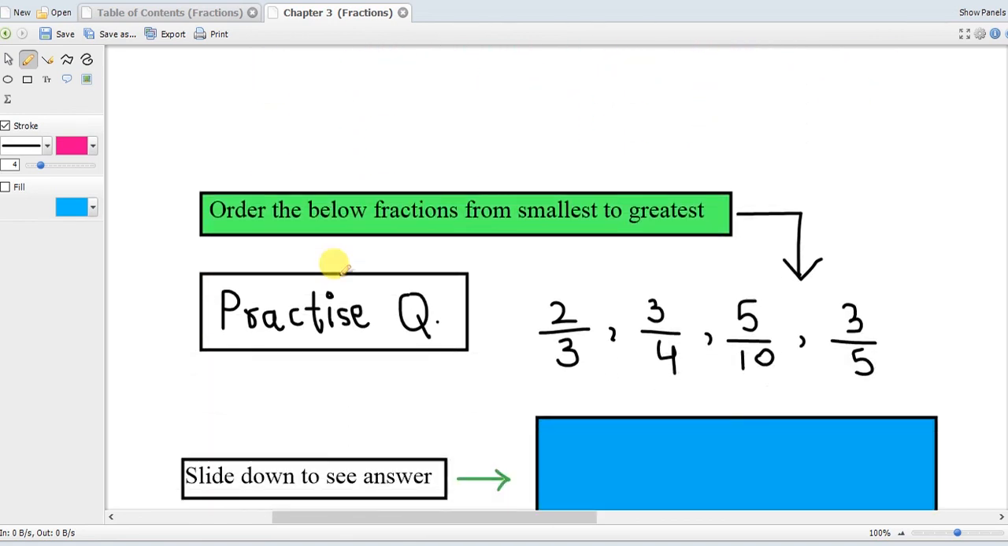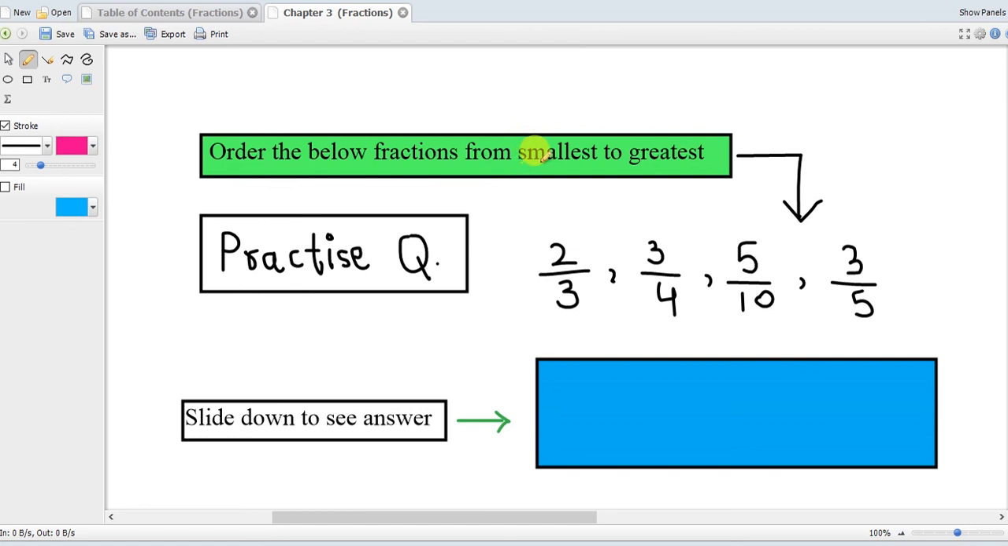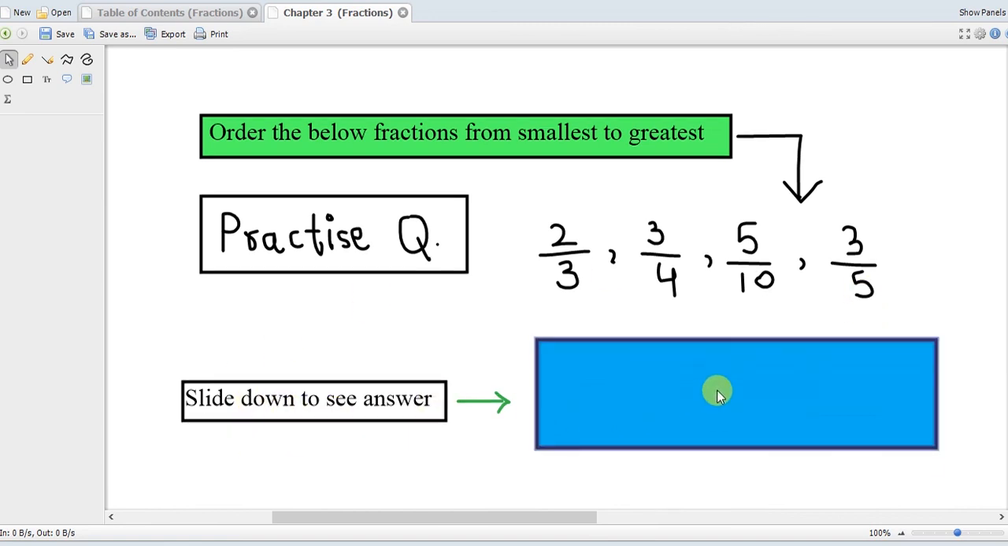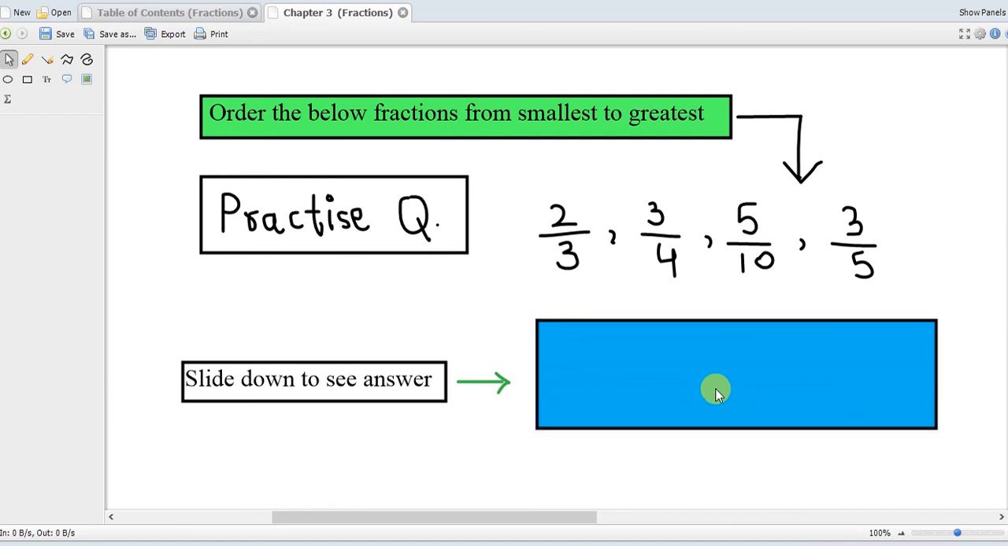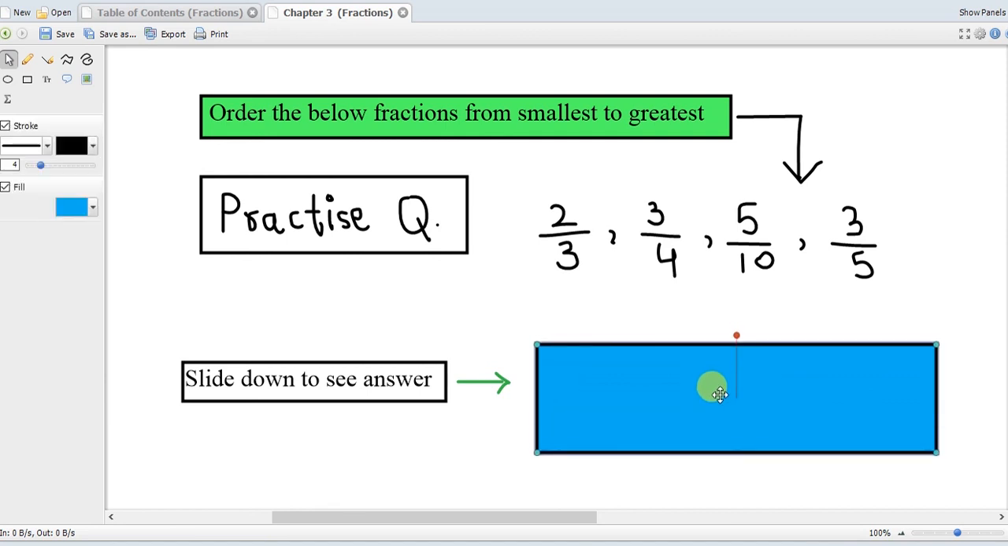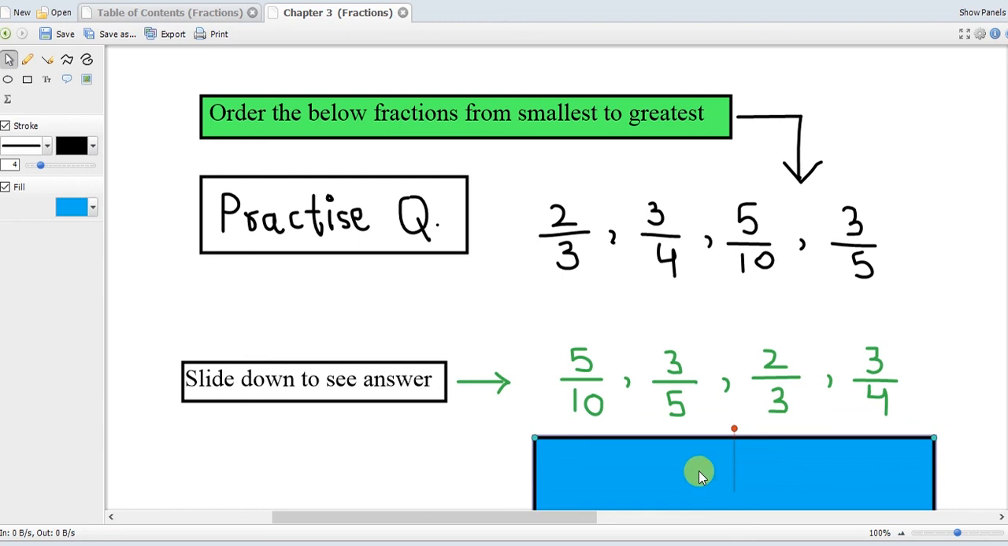Okay, moving on to the next one, which is to order the below fractions from smallest to greatest. This is a practice question, an activity that you can solve on your own to see whether you got the concept or not. So pause the video and start solving it by yourself. Once you are done, play it, and here you can see the answer to verify with your answer whether it is right or not. So this is the answer that you will get once you solve the question.